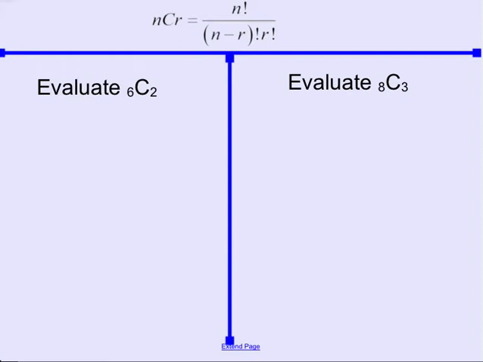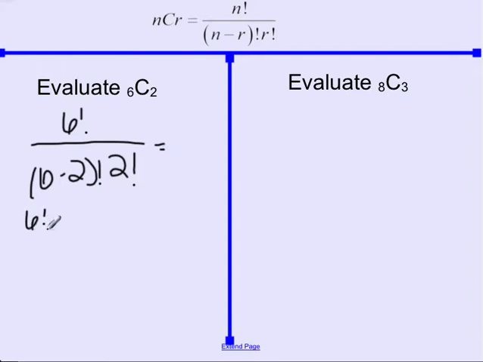So let's take a look at this first combination here. So we have n choose r. Then on top, I'm going to have 6 factorial. And then on the bottom, I'm going to have 6 minus 2 factorial times 2 factorial. So I had that extra part on the bottom. So this is going to become 6 factorial divided by 4 factorial times 2 factorial.